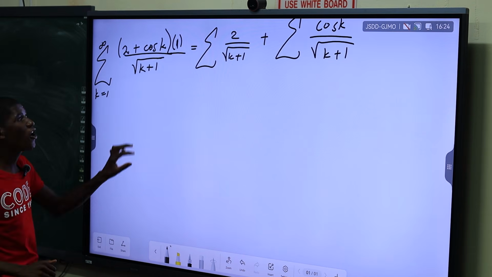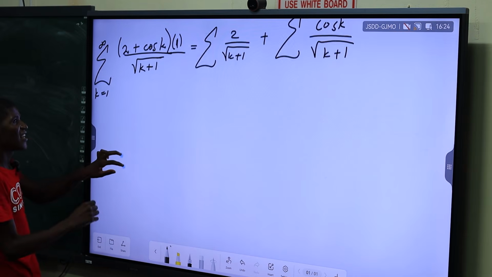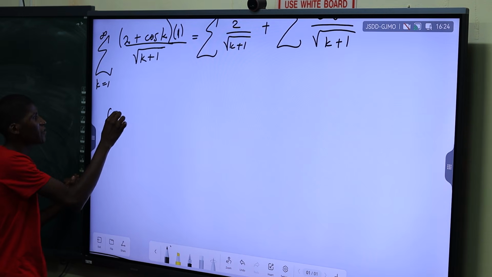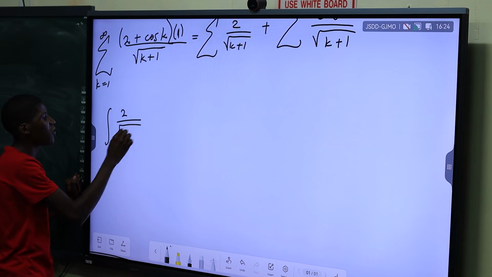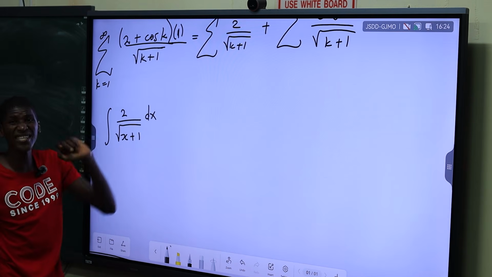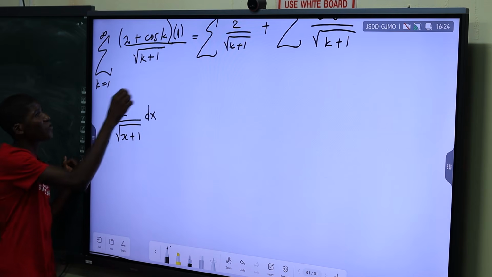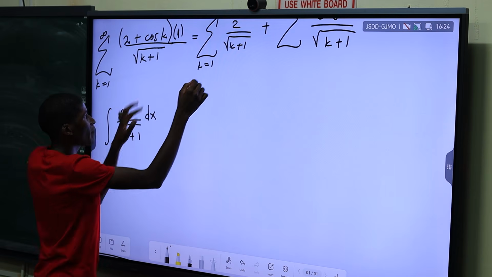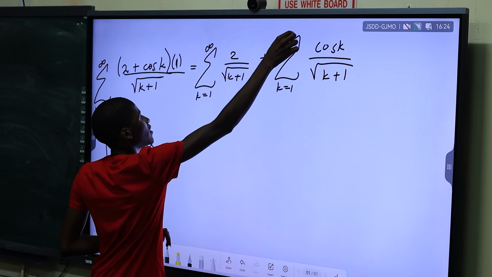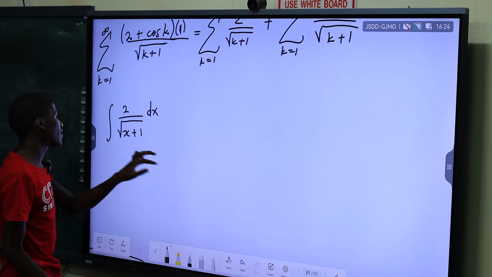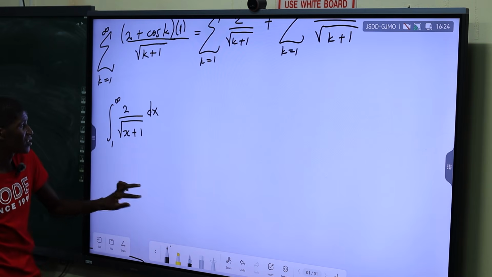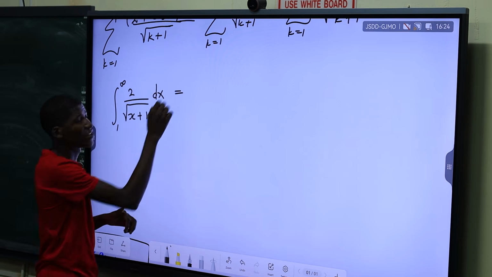Okay. Let's solve this one. Let's start with this one: the integral of 2 over the square root of x plus 1 dx. And you remember we just replace k with x there. From what? From k equals 1. Remember the bounds are maintained, to infinity. k equals 1 to infinity there. So this is from 1 to infinity as well. Okay?